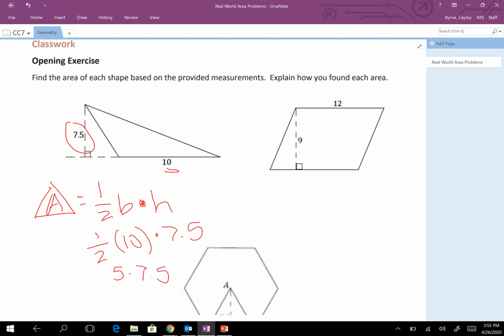And then 5 times 7.5, I'm going to do over here. Feel free to use a calculator. So it should be 37.5. And then we have to put our units. And since there aren't any, you're just going to do units squared.